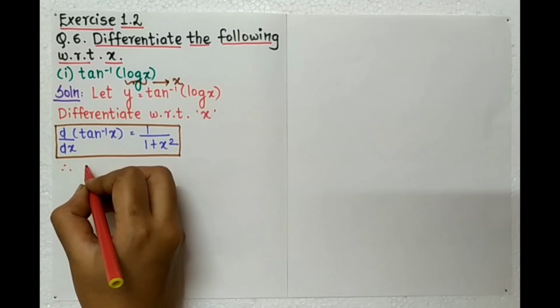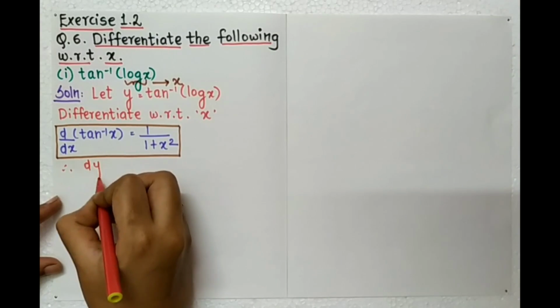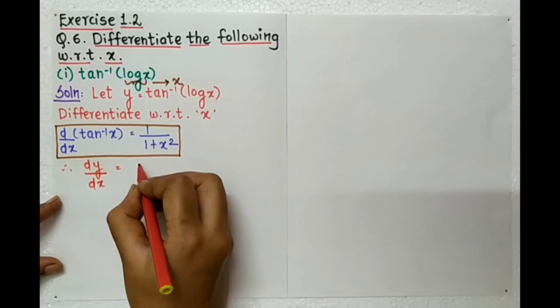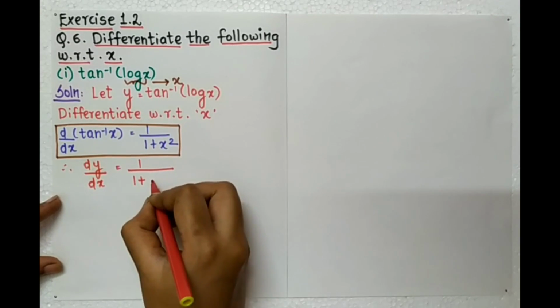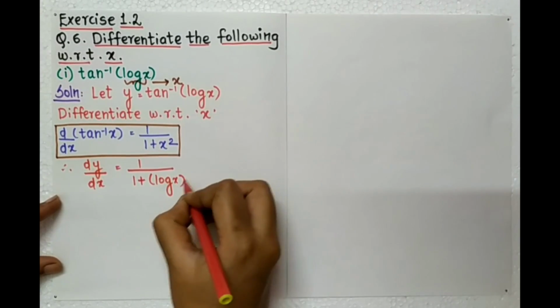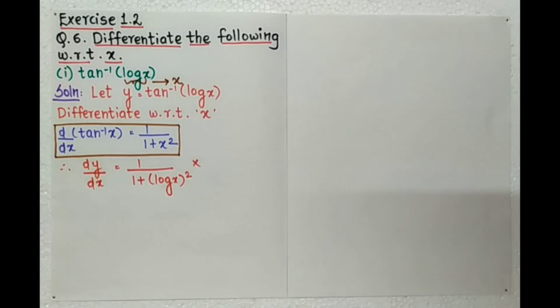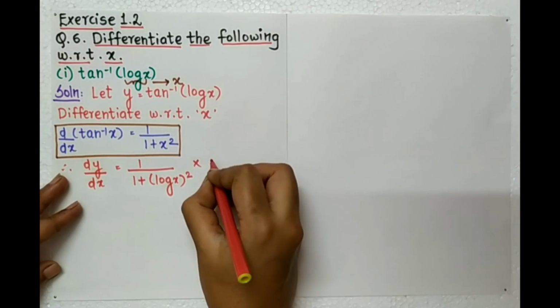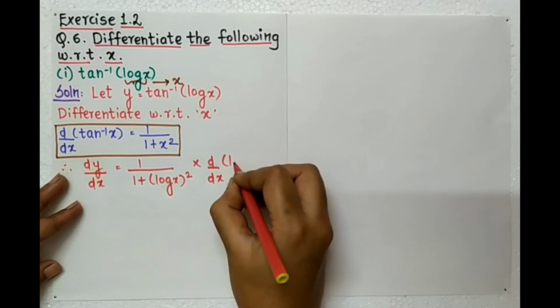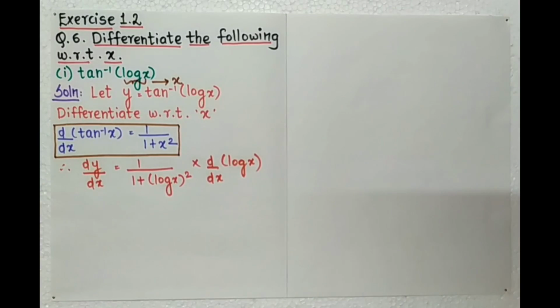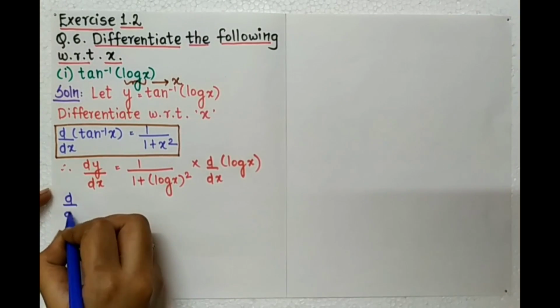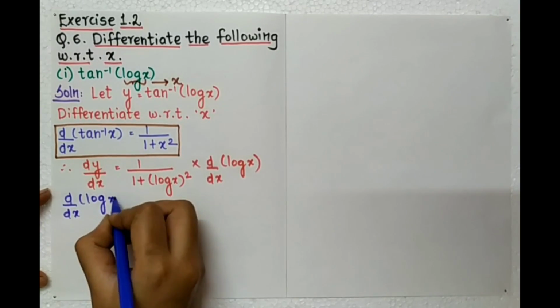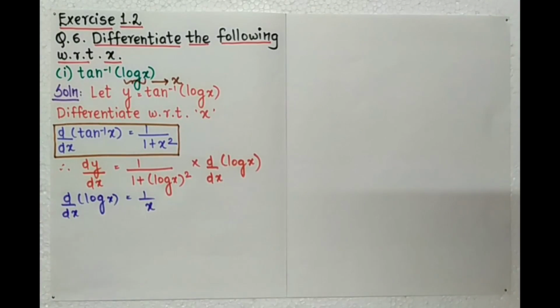Therefore, dy by dx is equal to 1 upon 1 plus log x the whole square multiplied by the derivative of the function we considered as x. That is derivative of log x. D by dx of log x. Now again we need to remember the derivative of log x. We know the derivative of log x is 1 upon x. D by dx of log x is 1 upon x.